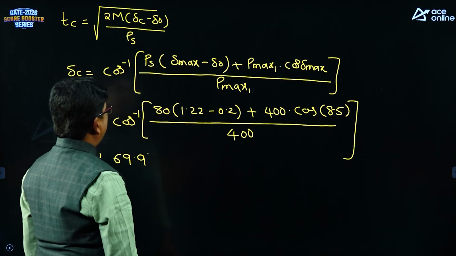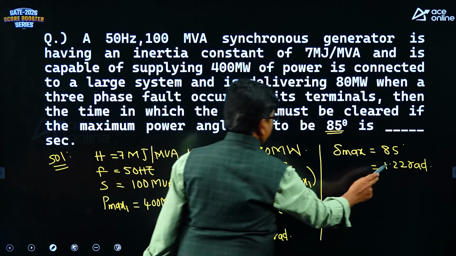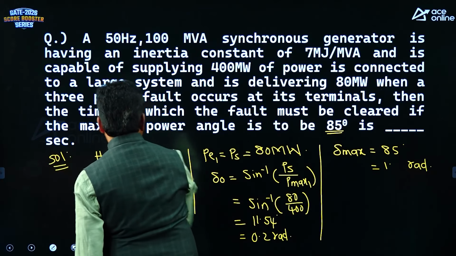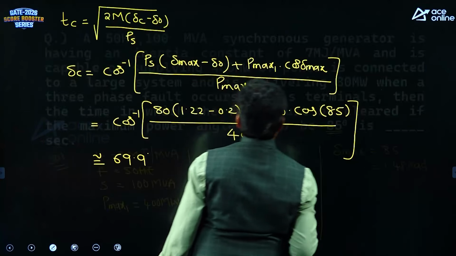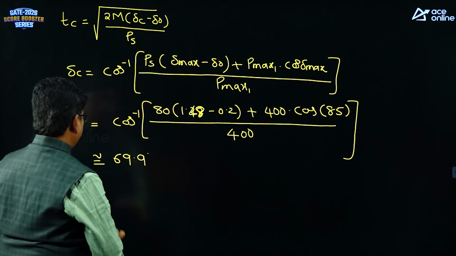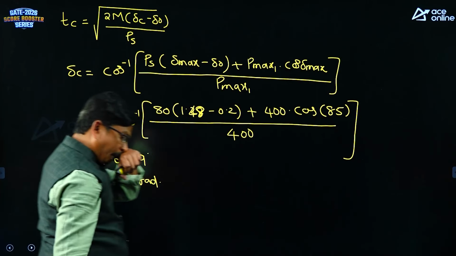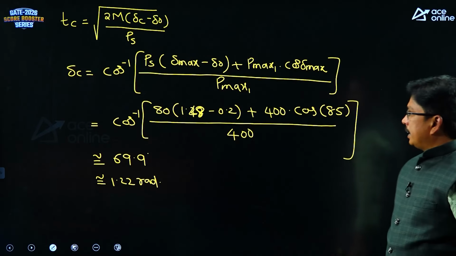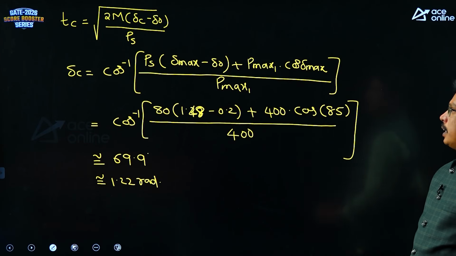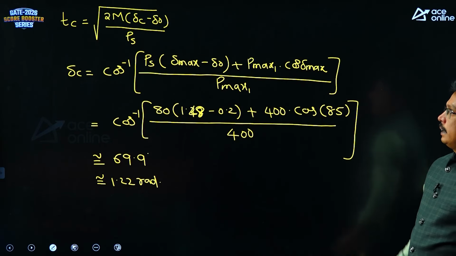And the radian value, sorry students, this is not 1.22, this is 1.48. Substitute that, this is 1.48. And the resultant value is 1.22 radians. Change that one. Now, once you have this delta C value, substitute this delta C value in the Tc formula.